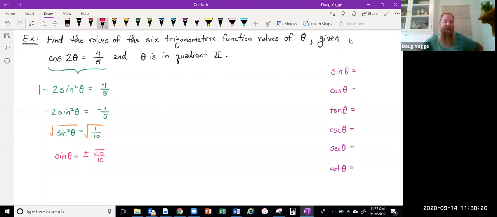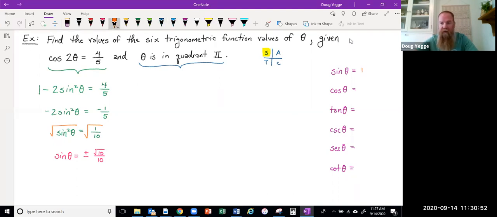All right, so we got sine theta at least, but now we need to know whether it is positive or negative. That's where we use the information over here that says theta is in quadrant 2. Now keep in mind, the acronym ASTC is a quick way for us to remember what's positive and negative in what quadrants. Since we're in quadrant 2 here, we know that sine is going to be positive.